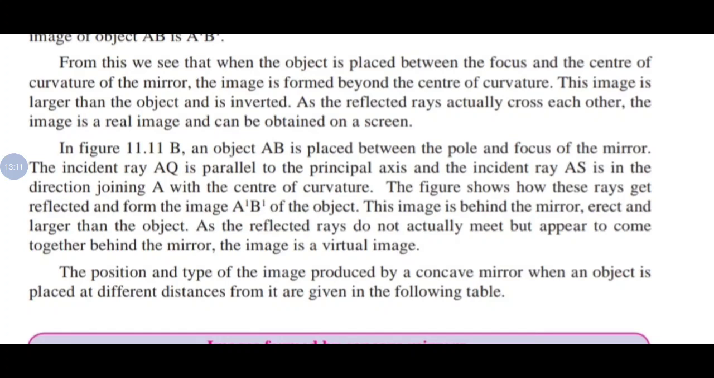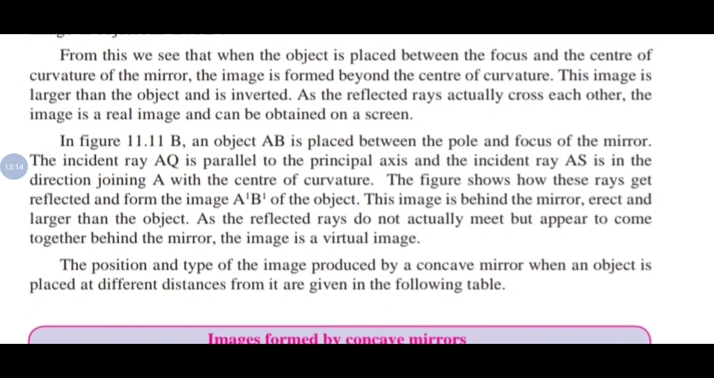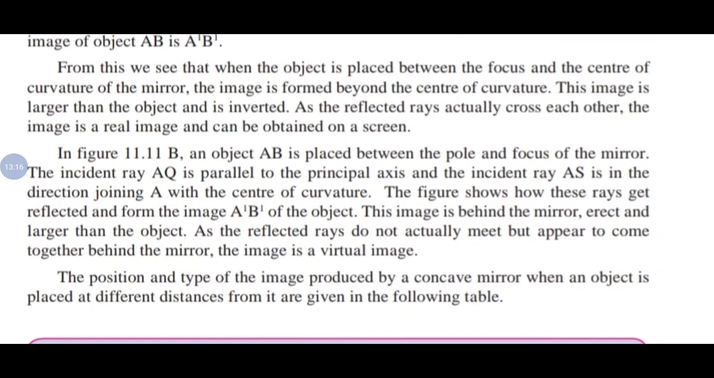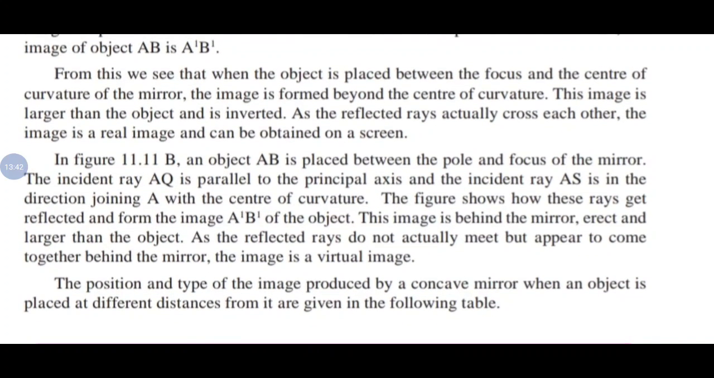So out of those three rules, you use any two rules and draw the ray diagram. The figure shows how these rays get reflected and form the image A dash B dash of the object. This image is obtained behind the mirror. So that image is erect, means not inverted, and its size is larger than the object. Remember these 3 points: position of image, size of image, and nature, inverted or erect.